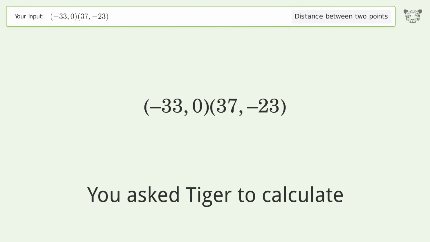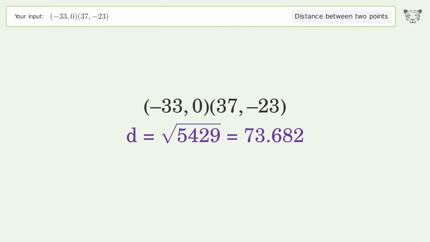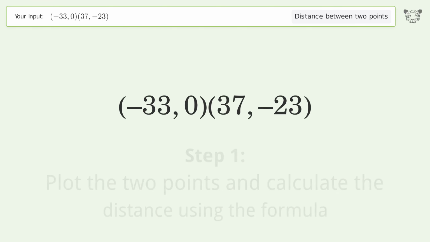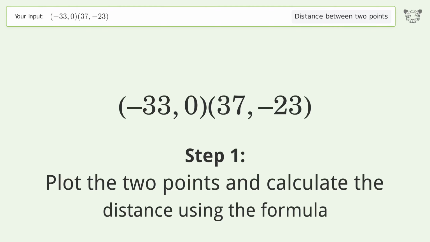You ask Tiger to calculate. This deals with the distance between 2 points. The distance between the 2 points is the square root of 5,429, or 73.682. Let's solve it step by step. Plot the 2 points and calculate the distance using the formula.